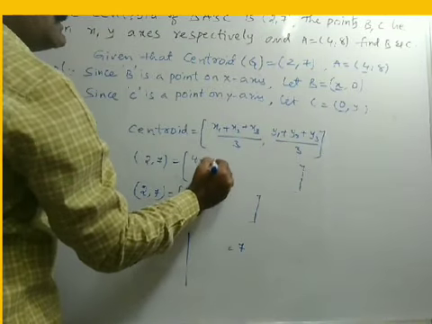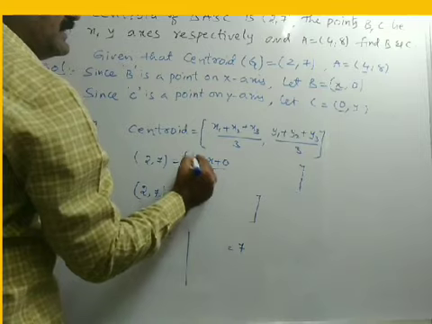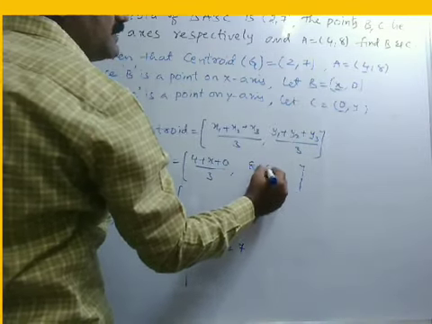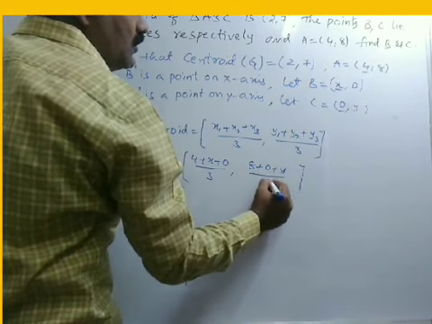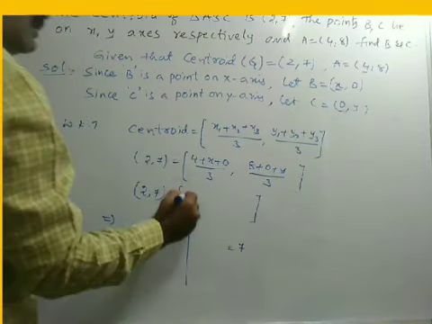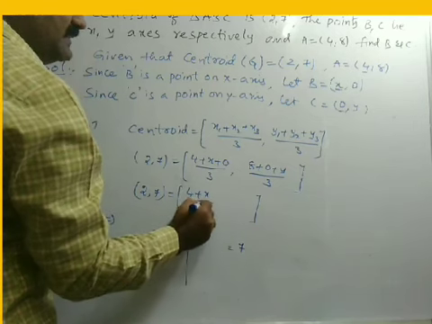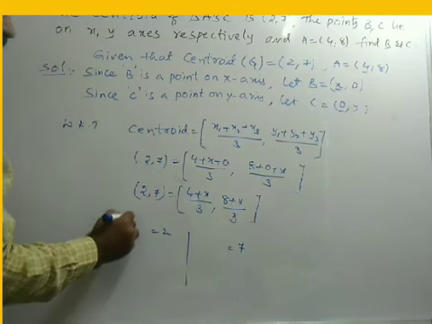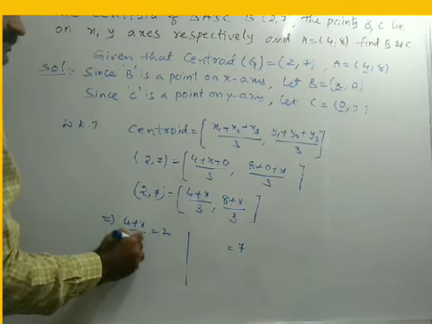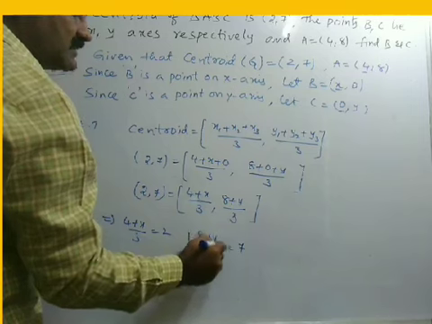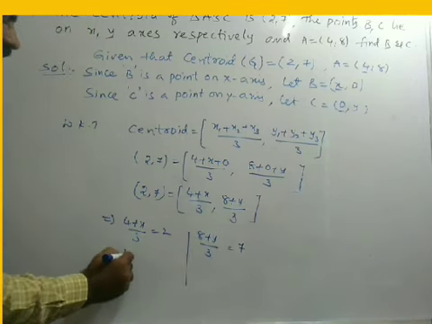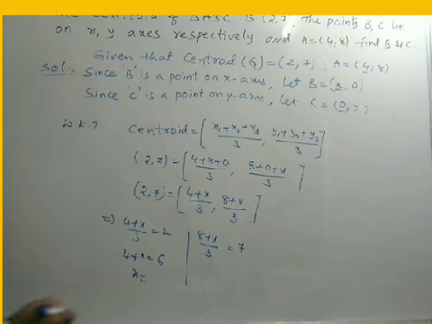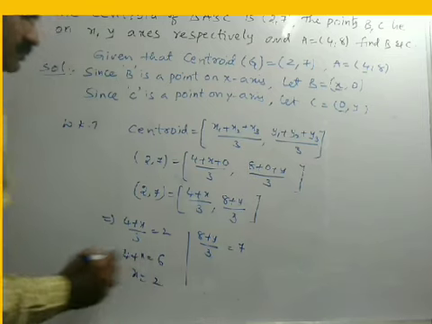So (4 plus x plus 0) whole divided by 3, comma, similarly the y coordinates, that is (8 plus 0 plus y) whole divided by 3. Now this is nothing but (4 plus x) by 3 and this is (8 plus y) by 3. So as usual, we can equate the x coordinates as well as the y coordinates. So from this, 4 plus x is equal to 6, and once again x is equal to 2.